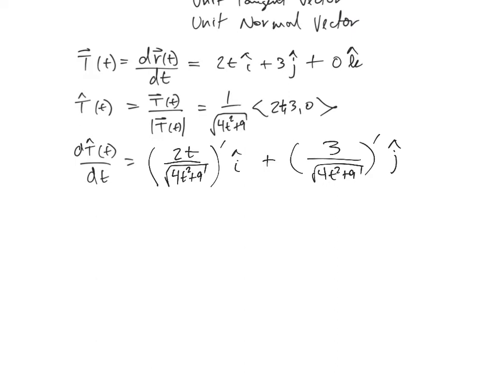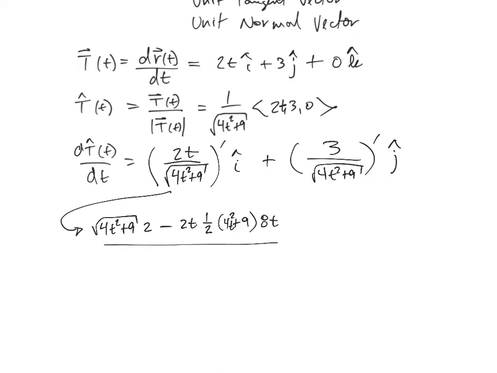Okay, so if we look at the first one, we've got a function of t over another function of t, and we're taking the derivative, so we have to use the quotient rule, right? So I'm going to do this one first. So the quotient rule is the bottom times the derivative of the top, minus the top times the derivative of the bottom, which would be 1/2 (4t squared plus 9) to the power of negative 1/2, and the derivative of what's inside, 2 times 4 is 8t, all over the bottom squared.